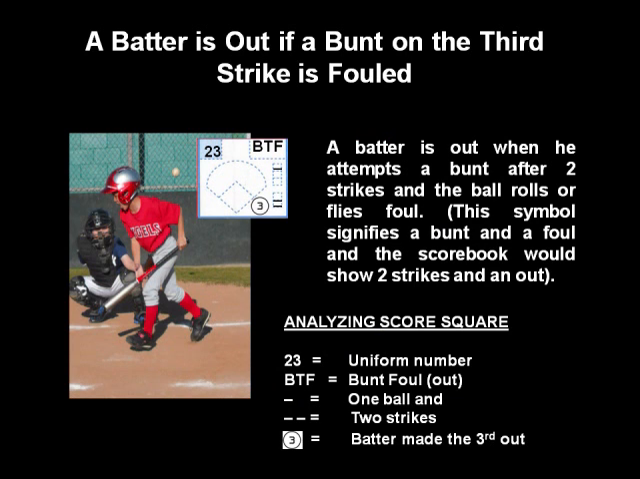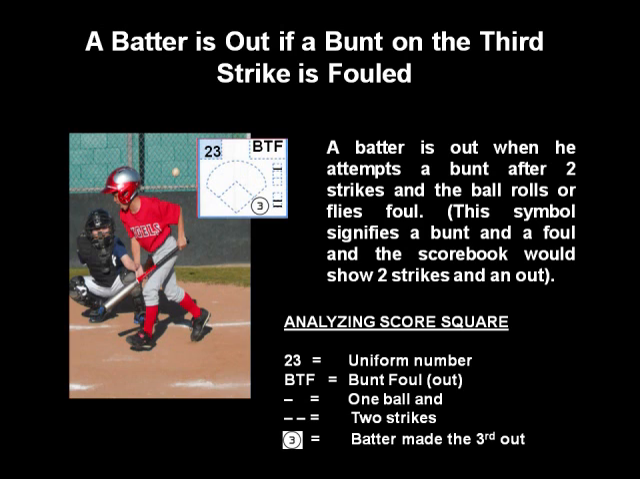A batter is out when he attempts a bunt after 2 strikes and the ball rolls or flies foul. The symbol BTF signifies a bunt and a foul, and the scorebook would show 2 strikes and an out. So anyone looking at the scorebook would know that the batter bunted foul and was called out.